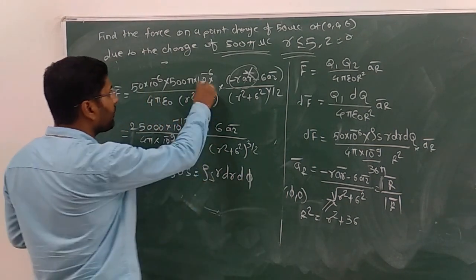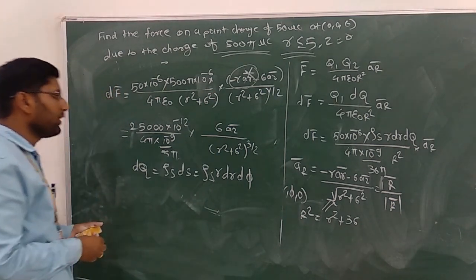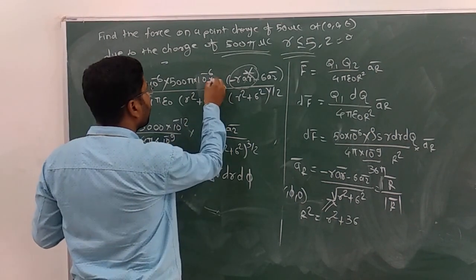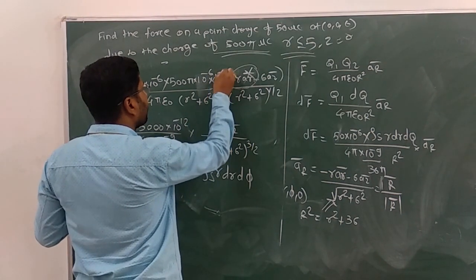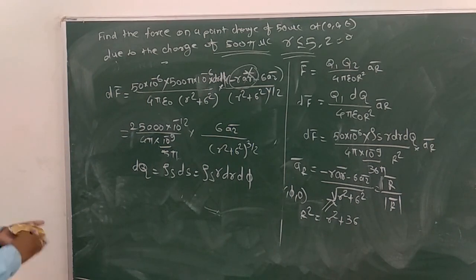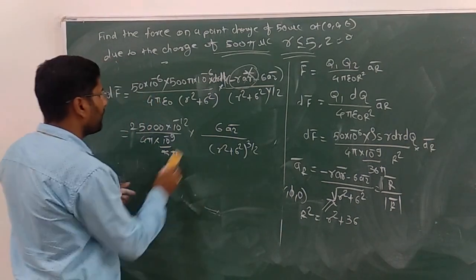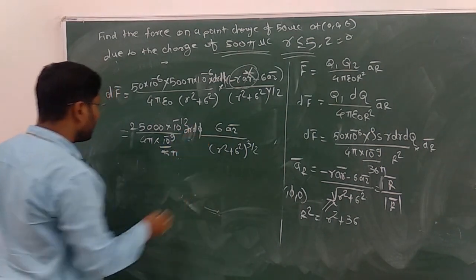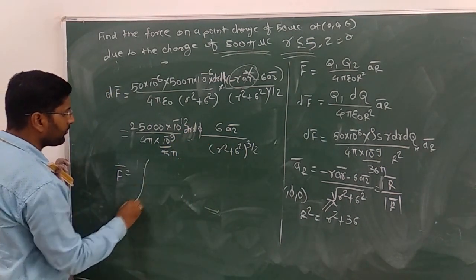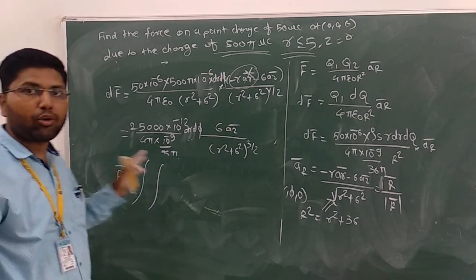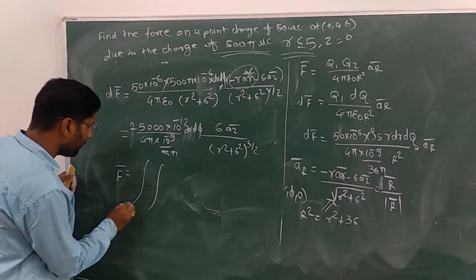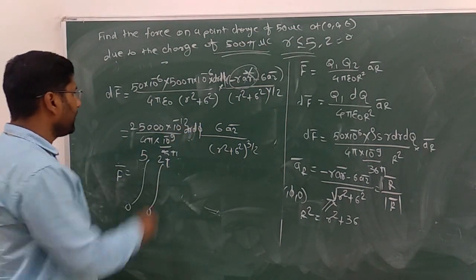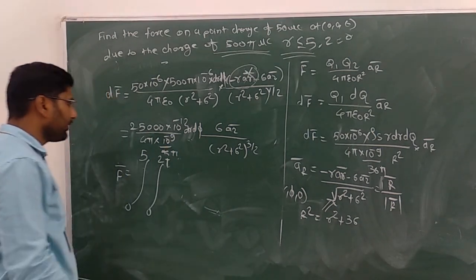So instead of here that rho s ds, rho s we have calculated, but I forgot to write here dr d phi. So dr d phi we have to write here, also dr d phi. While doing the integration, F bar is equal to integration dr d phi. Now we have to put the limits here: r from 0 to 5, and phi is from 0 to 2 pi. Okay, for dr d phi. And you have to do the calculation and put the limits.